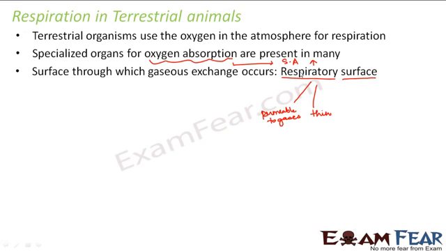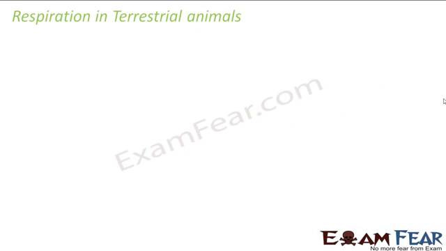So it should be thin, it should be permeable to gases, it should have a large surface area for better oxygen absorption. Also, it should be placed inside, well protected. Right? Okay, so with this, let us look at some of the terrestrial animals and what kind of respiratory system do they have.